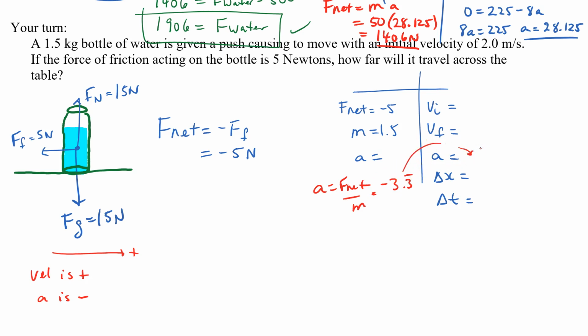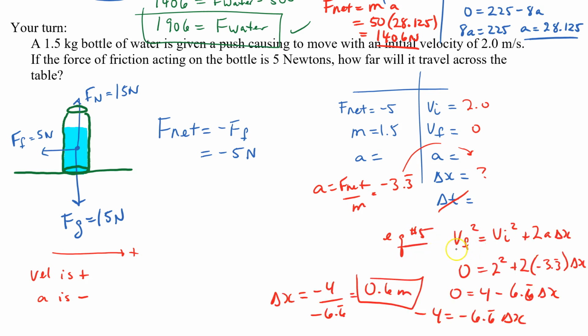And after I plug in my numbers, I get a 2.0, a 0, a question mark here. I don't use time, so I'm going to use equation number 5. And when I plug it into equation number 5, the math gets a little tricky here. I put in the 3.3 repeating, and when I follow it through, I do get exactly 0.6 meters, which would be the same thing as 60 centimeters.